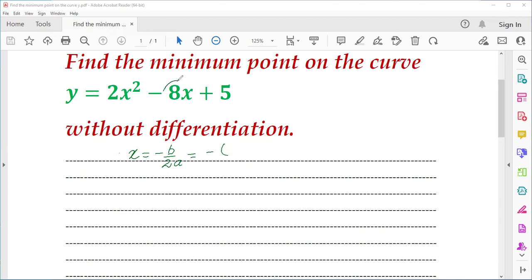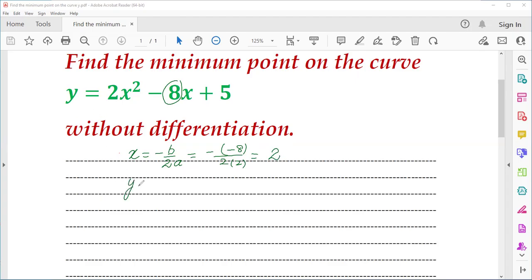Here b is minus 8, so minus of minus 8, divided by 2 times a. So I will get minus of minus, that becomes 8 by 4, that is 2. Now the second step is I have to put this value in the equation.